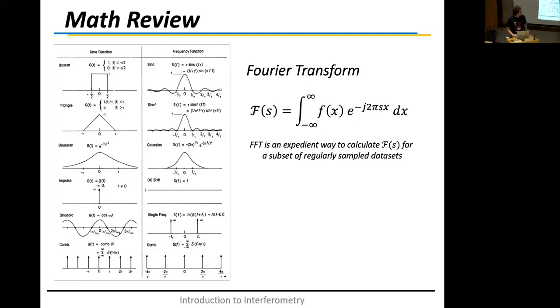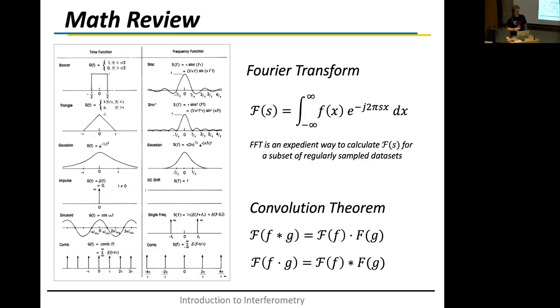Last thing is this thing called the convolution theorem. It's pretty simple when it's up here. Going through the derivation is a bit more complex, but all it says is that if you take the Fourier transform of two functions convolved one against another, the result is the same as if you were to take the Fourier transform of each of those functions independently and then just do a point-by-point multiply.